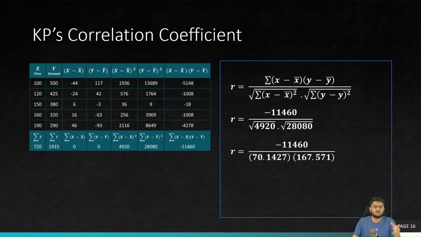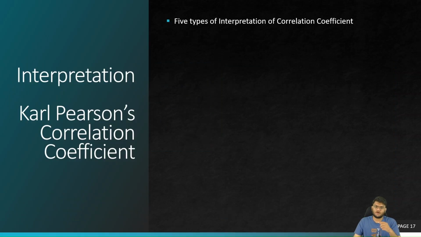The square root values for both the variables are 70.1427 and 167.571. Now the product of these two will be 11,753.874. And when we divide these two, we'll get our final answer, that is minus 0.975. No matter which formula you use to obtain Karl Pearson's correlation coefficient, you will get the same answer. Now let's learn about how to interpret Karl Pearson's correlation coefficient.